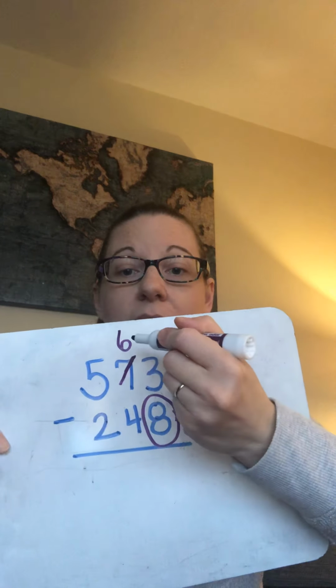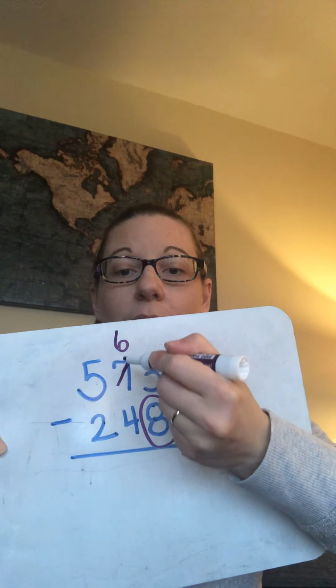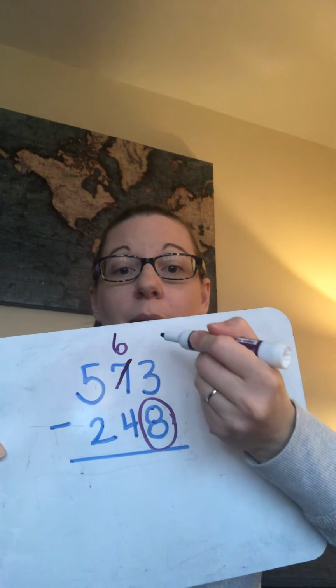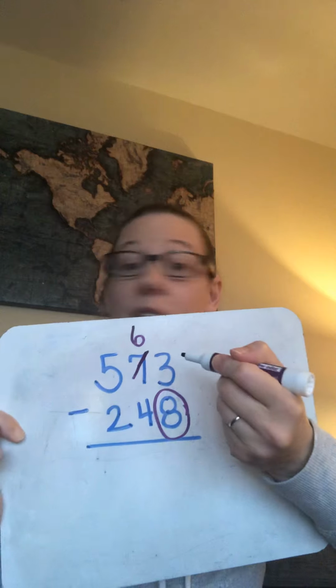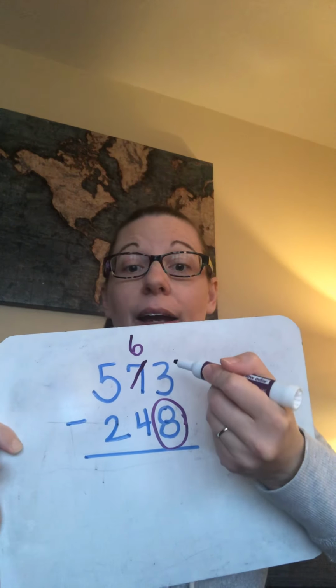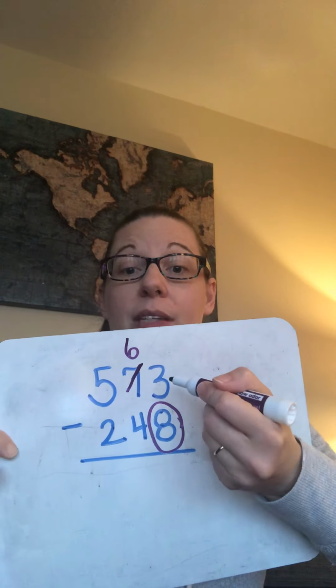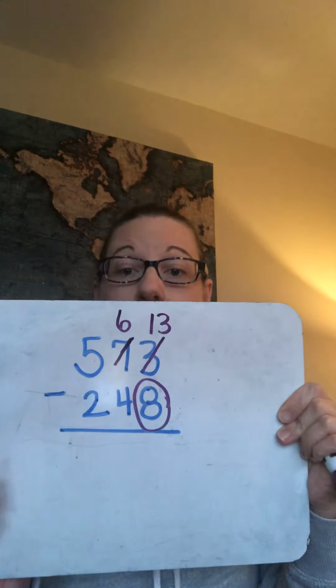Then we take those 10s, and when they go from the tens column to the ones column, they become 10 ones, and that 3 isn't a 3 anymore. We're adding 10 plus the number that's there, 10 plus 3. So 10 plus 3, think about it. 10 plus 3 is 13.